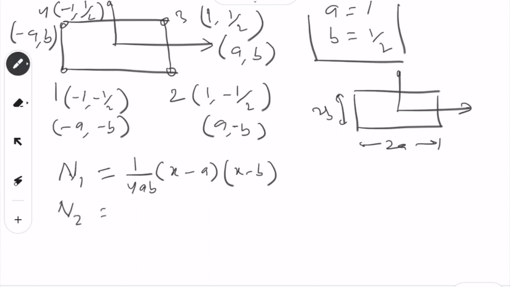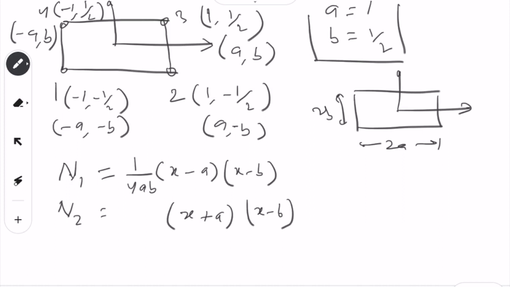Similarly, we can write the others as well. N2 equal to, for this node, x equal to minus A, y equal to B. So x plus A and x minus B.